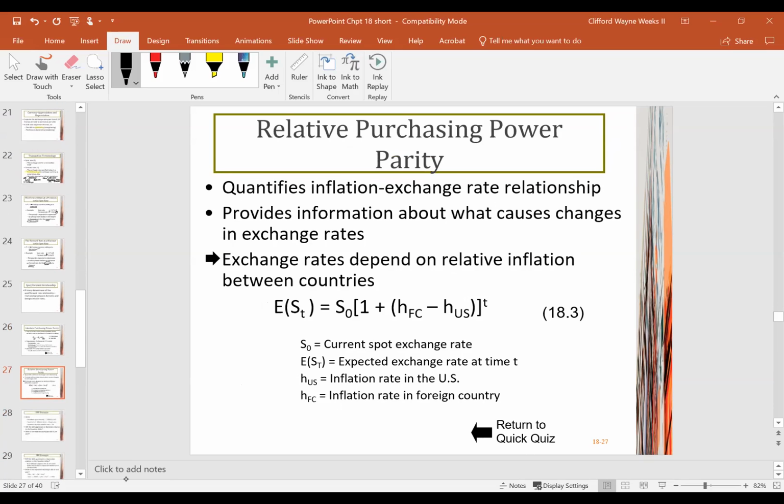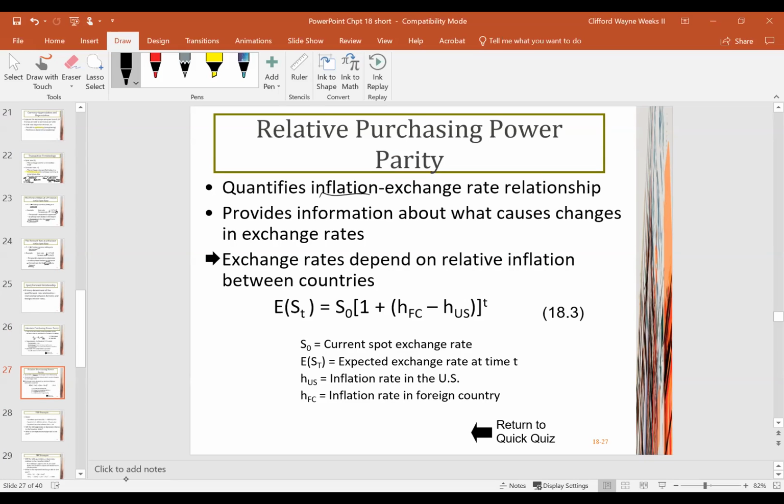Okay. So relative purchasing power parity quantifies the inflation and exchange rate relationship. What we're trying to do here is anticipate a future rate based on inflation. And what is inflation? It's the increase in price.